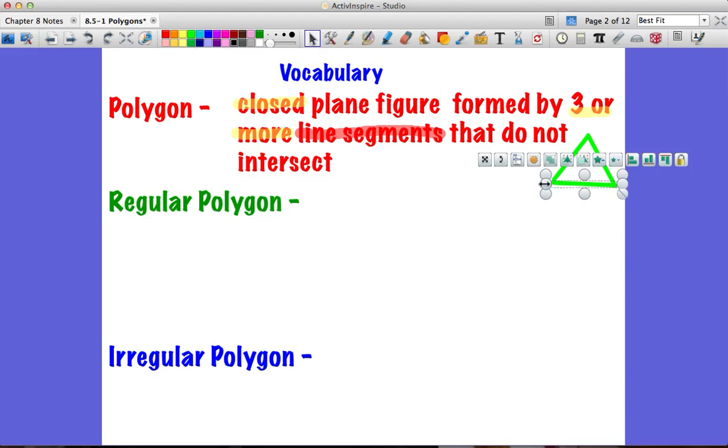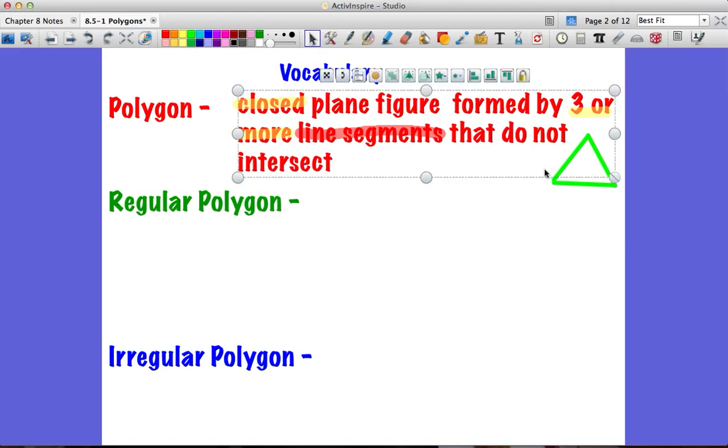If I moved this just a little and left it like that, it would not be a polygon because it is not closed. Any shape that has a curved surface is also not a polygon. Line segments all have to be straight. Remember, if they curve, they are no longer line segments, they're what we call arcs.